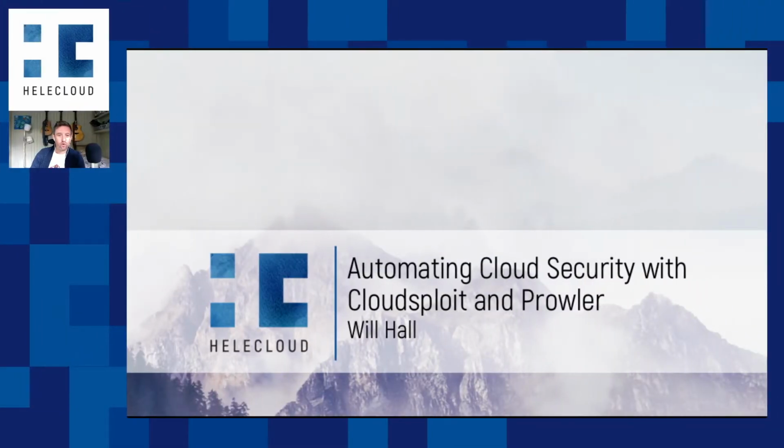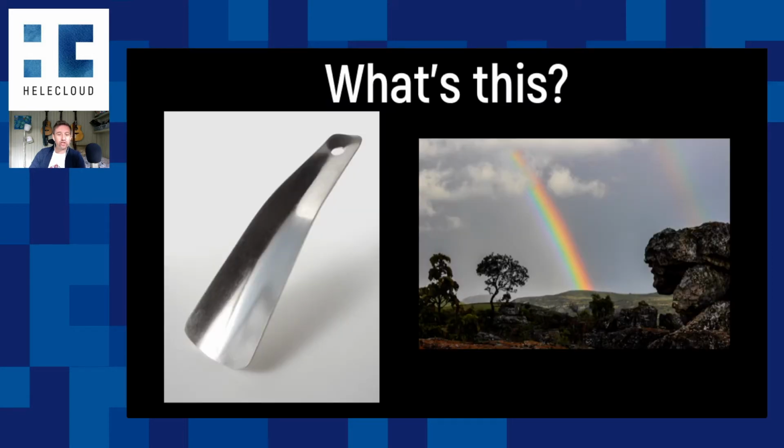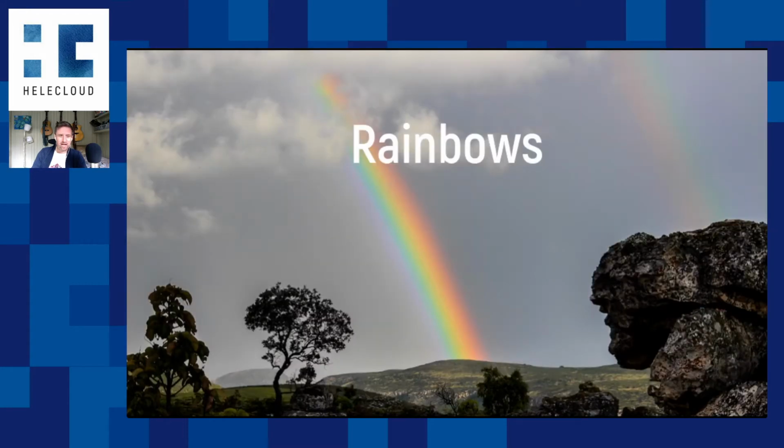So we have automating cloud security with Cloudsploit and Prowler. Now, as you can see, what I've got here is a shoehorn and a rainbow. Why have you got a shoehorn and a rainbow, I ask you? Well, that's because I'm going to shoehorn analogies about rainbows into the next minute. Now, the really interesting thing I think about rainbows is that they don't really exist. They're actually a trick of the light.